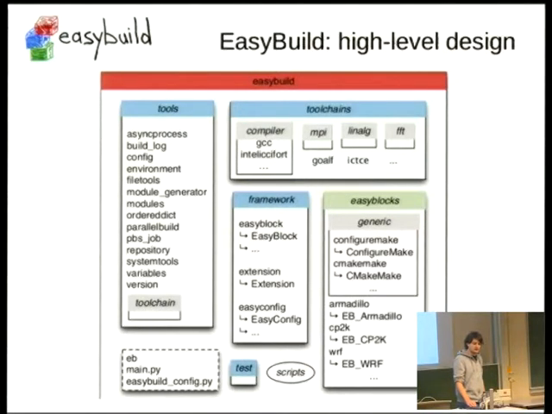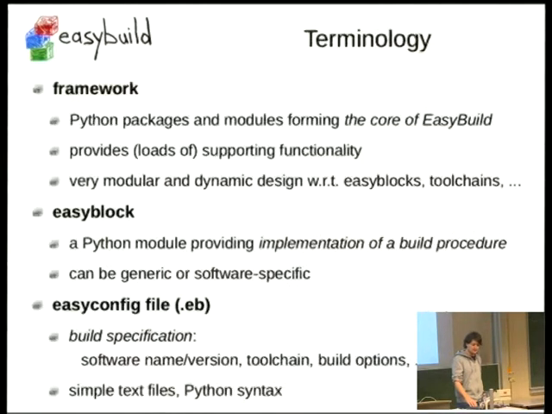So if you're interested in how the software is designed, EasyBuild is split into 3 parts. We have the framework, which forms the core of EasyBuild. It provides all of the core functionality, like the commands for patching or pushing to Git. All of this is implemented in the framework.